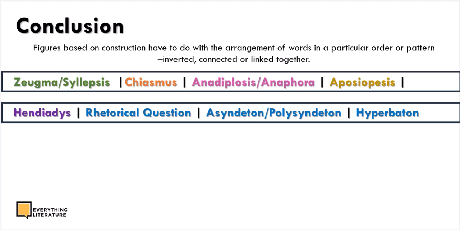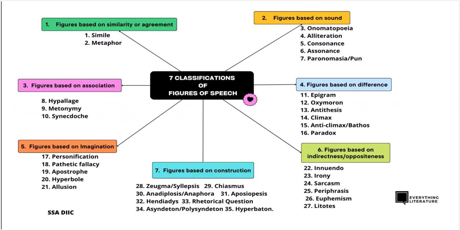And specifically, we've taken a look at zeugma, syllepsis, the relationship between the two. We've taken a look at chiasmus, anadiplosis, anaphora, aposiopesis as well, hendiadys, rhetorical question, asyndeton, polysyndeton, then hyperbaton. Okay, and with this, we've been able to discuss the 7 classifications of figures of speech so far in all of our classes.